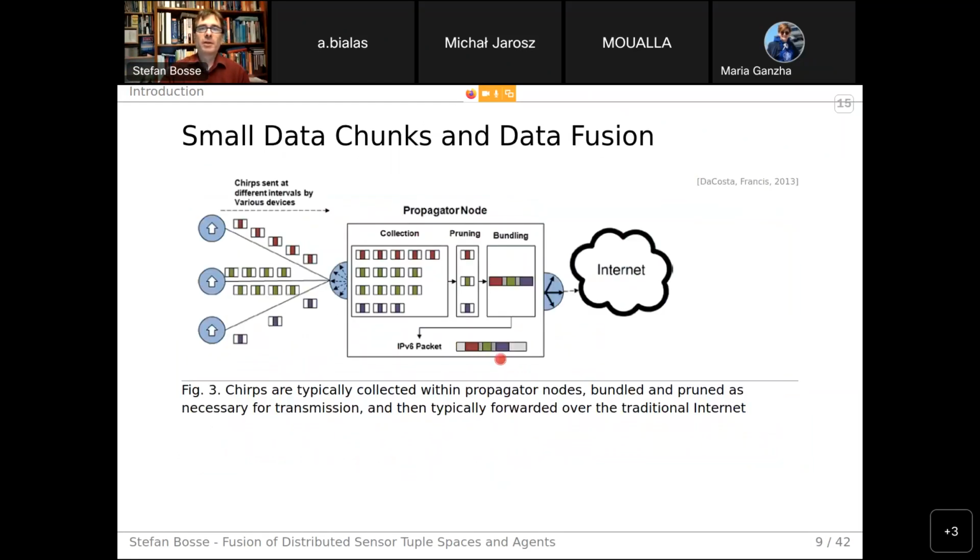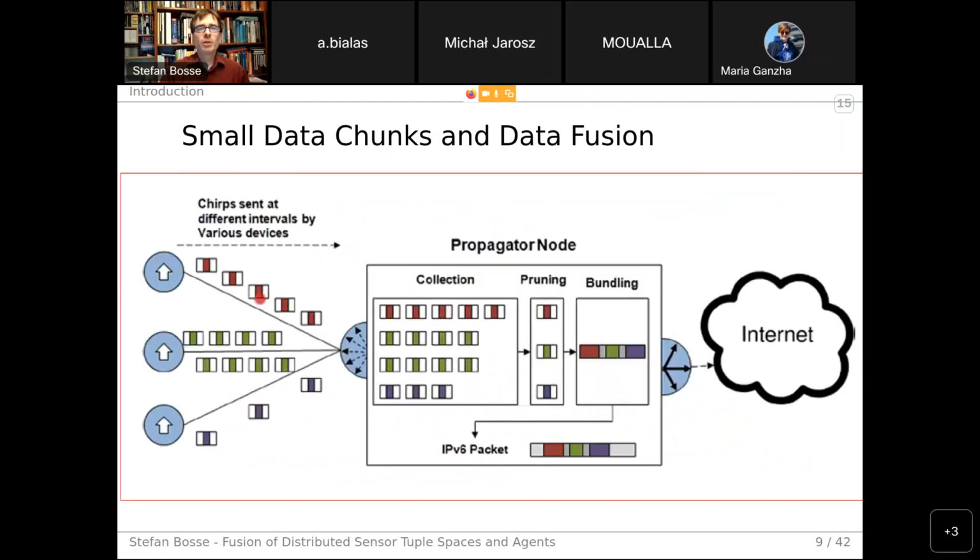So here you see the chirps are typically collected within propagator nodes. That means the data chunks are bundled and pruned as necessary for transmission and then typically forwarded over the traditional internet. So here on the left side, we don't need the internet. On the right side, okay, it's clear. If we have services, servers, and so on, we need the internet. But not on the front end side. On the back end side, yes, but not on the front end side.